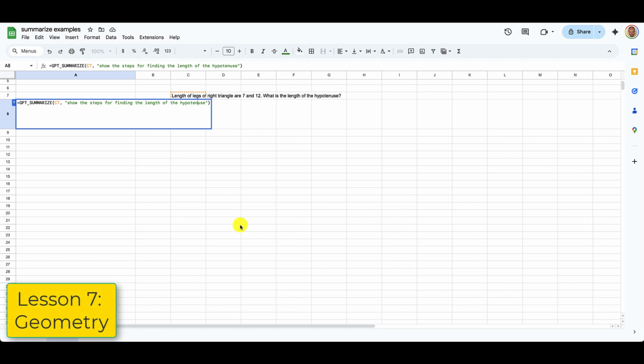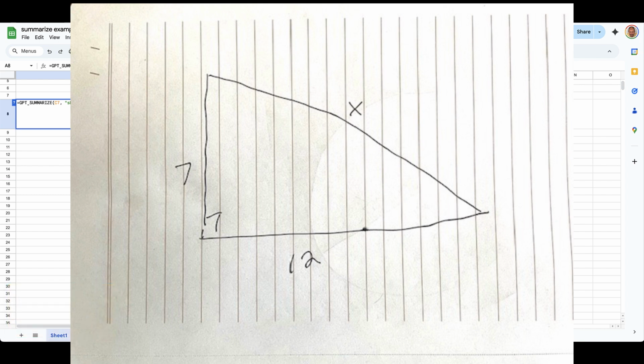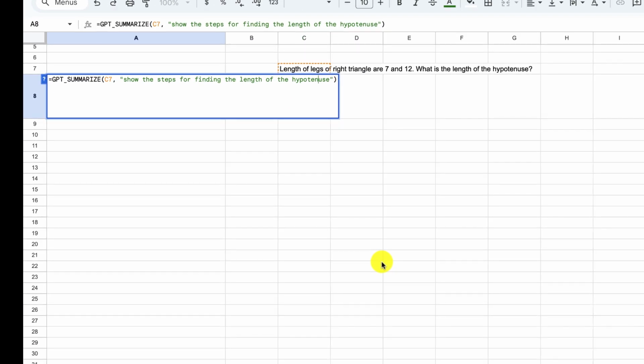Let's do a couple geometry problems. Here we've got a right triangle. The lengths of the legs are 7 and 12, and you want to find the length of the hypotenuse, which is marked by x. So it's a GPT summarized formula.